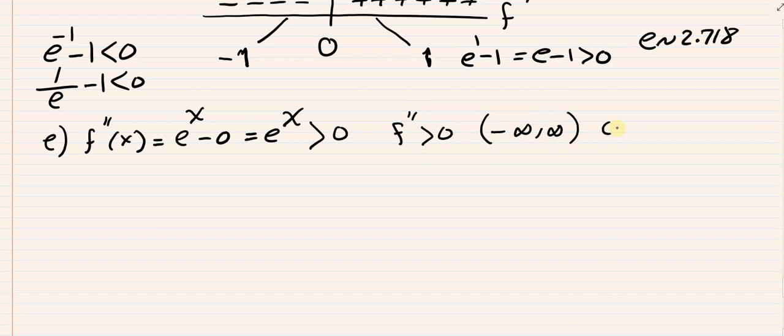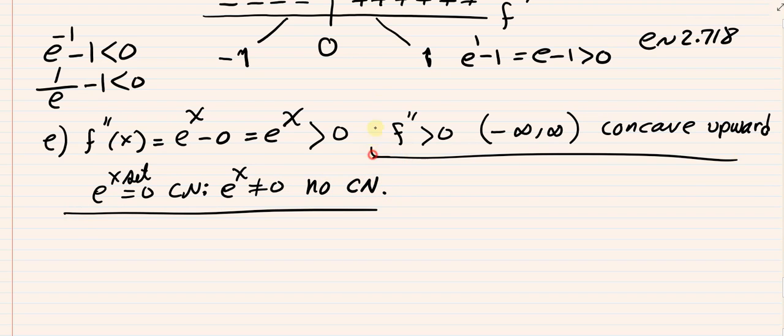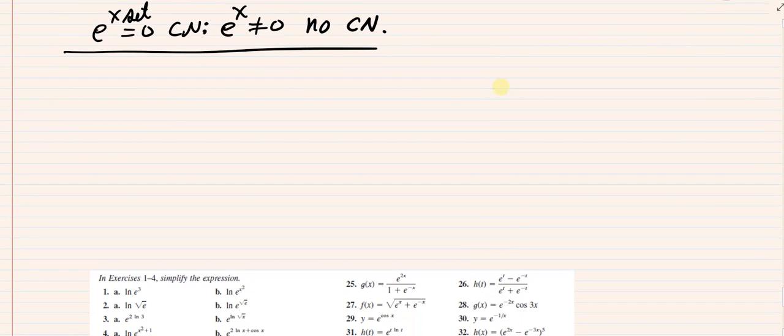So this is always concave upward, right? And if you want to go through the routine, you say e to the x equals 0 to find critical numbers, but then e to the x is never 0, no critical numbers. And this is how you argue that it is always concave upward. All right, let's put all of these together now.